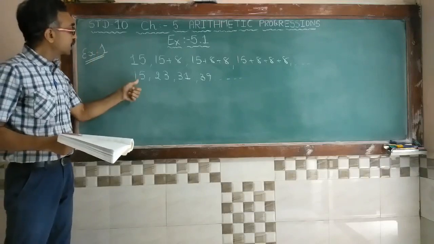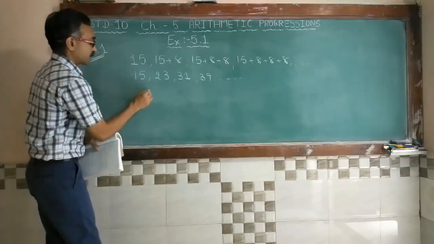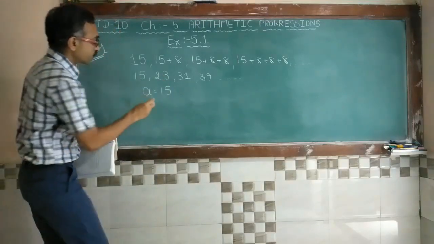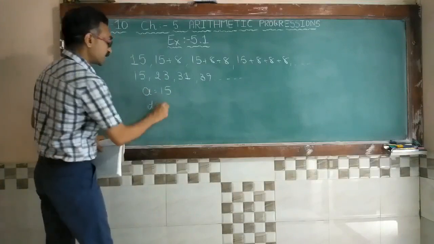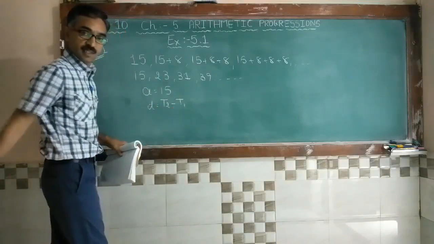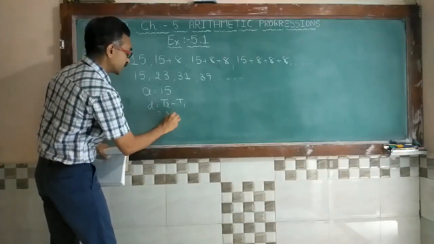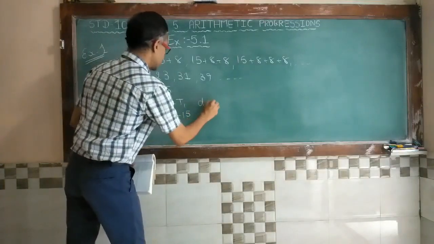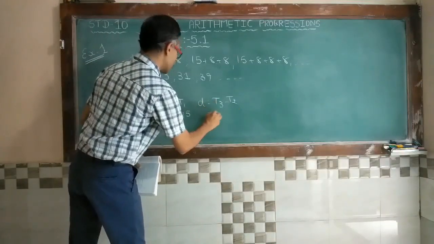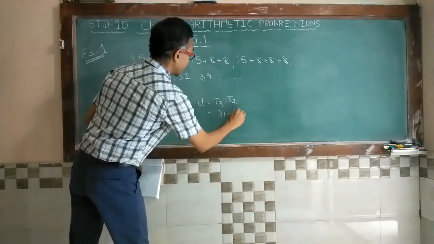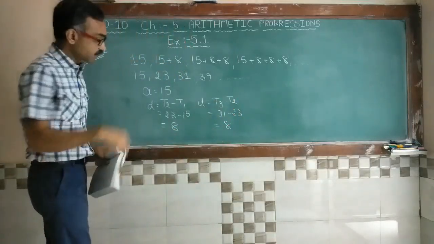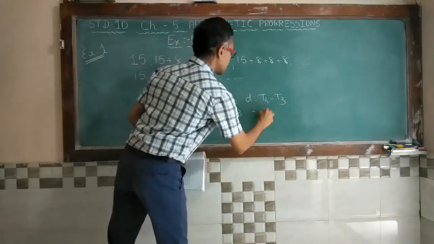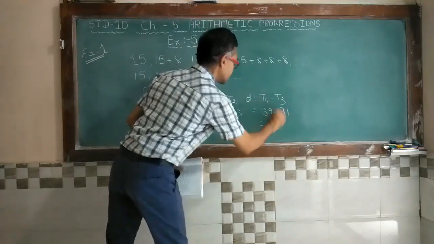See here, the first term is A, that is 15. Now D, that means T2 minus T1. T2 is 23 minus 15, that is 8. Again D is equal to T3 minus T2, here 31 minus 23, that is also 8. Again D is equal to T4 minus T3, that is 39 minus 31 is 8.